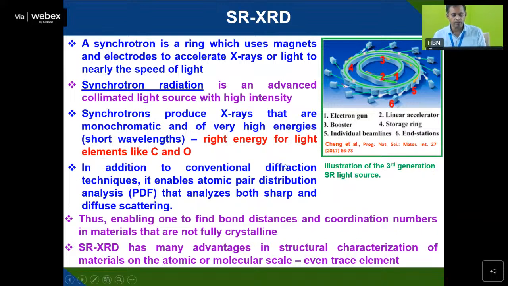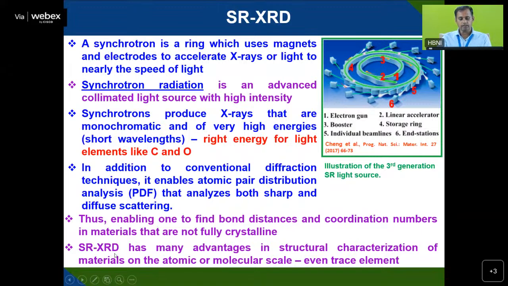In addition to the conventional diffraction technique, it also enables atomic pair distribution analysis, PDA. Even in amorphous material, you can see both sharp and diffuse scattering that generally happens in amorphous material. By analyzing the pair distribution function, you can easily identify the structure of the compound, thus finding bond distance and coordination number, even for materials that are not fully crystalline.